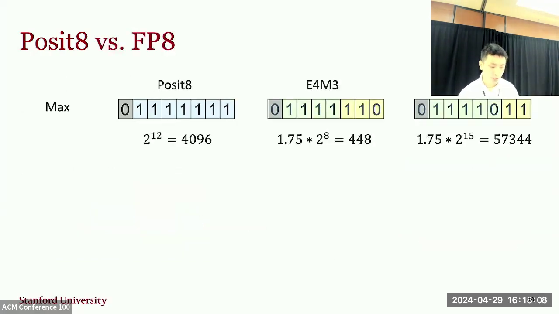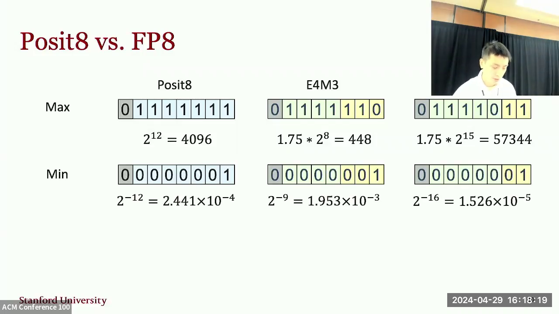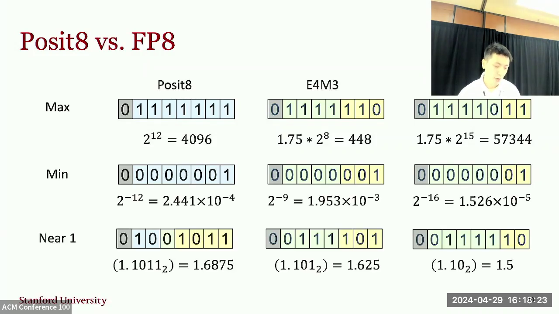If we compare POSIT with FP8, POSIT can represent much larger numbers, like 4096, compared to E4M3, which can only represent 448. It can also represent smaller numbers than E4M3. For values around 1, POSIT has one more fraction bit than E4M3 and 2 more fraction bits than E5M2. Since most of the values are normally distributed between 0 and 1 in neural networks, this property of decreasing precision as the value moves away from 1 is favorable for representing neural network data.